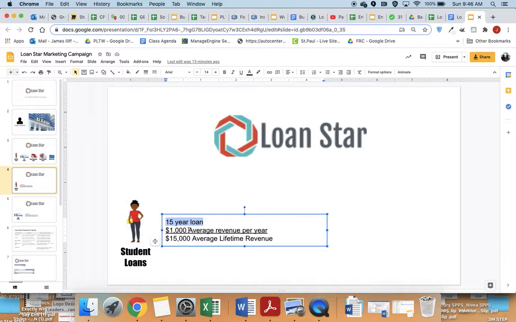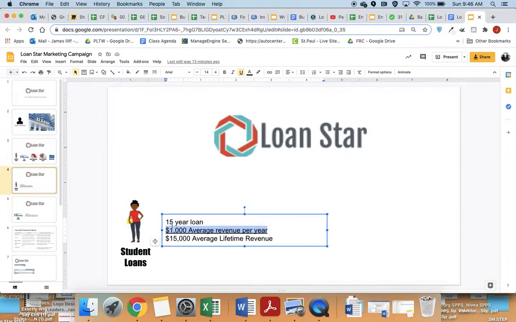Now, every year, Lone Star gets an average revenue. So Lone Star earns some money in the form of interest, and we consider that revenue. That's money that the bank makes. And every year, on average, Lone Star earns $1,000 on her loan. So that's cool. So now all you do is take 15. So every year, that's $1,000 of revenue off of her student loan that Lone Star earns.